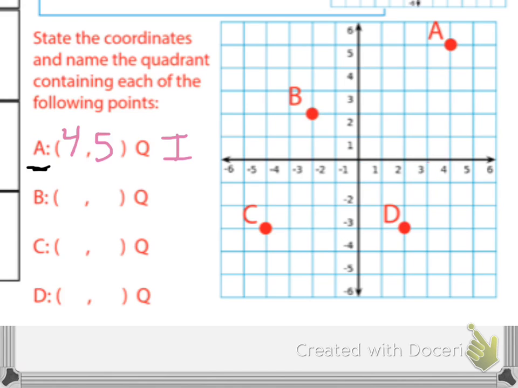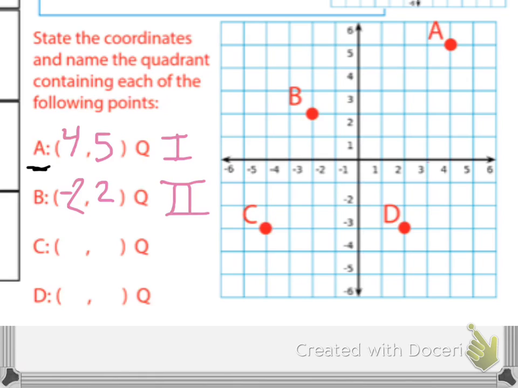All right, now let's look at B. Whoops, there we go. B is right there. So X coordinate. How many do we have to go left or right? Well, starting at the origin, I would need to go 2 units to the left. So because I'm going to the left, that's a -2. And then from there, we're going to go up 2 units. That's a +2. And that point is in quadrant 2.